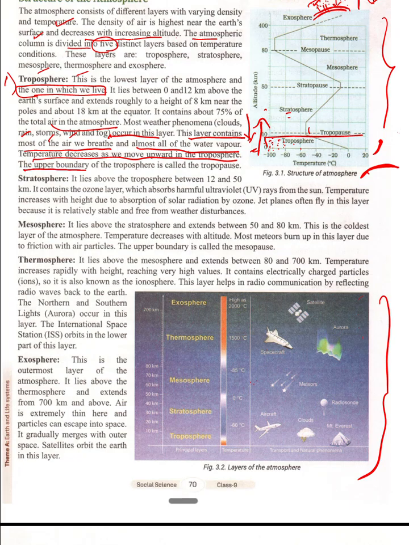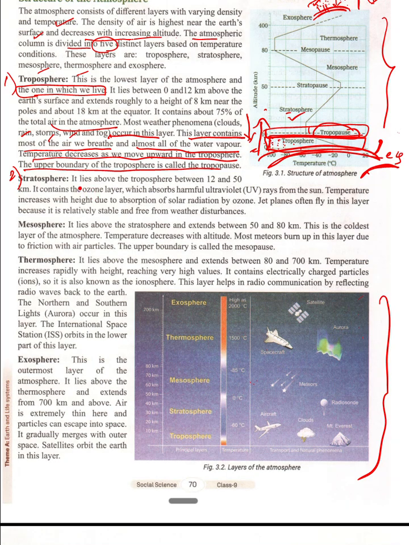The upper boundary of the troposphere is called the tropopause. As you can see, this is the troposphere, this layer which is exactly above the earth's surface. This is the earth's surface, and this is called the troposphere, which is beneath, or at the beginning of, the stratosphere.